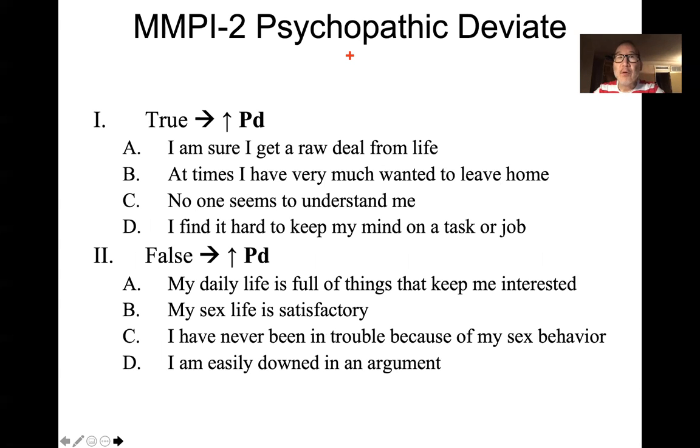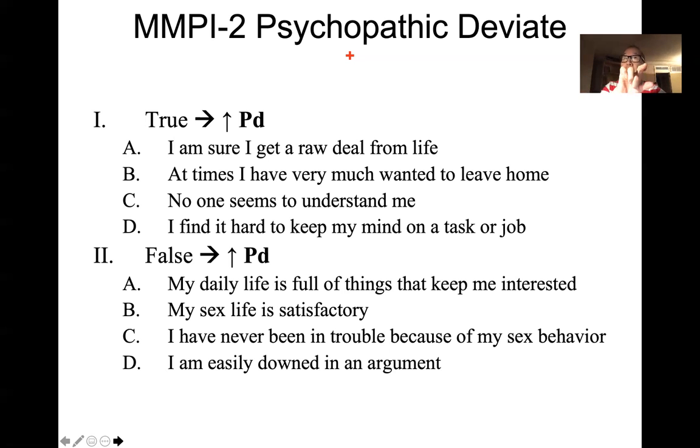Here are items. If you endorse true or false on these items, they increase the elevation on the psychopathic deviant scale. Now, psychopathic deviant doesn't necessarily mean you're Jeffrey Dahmer and you're about to kill and eat people. But it is certainly a measure along that continuum. It doesn't mean you'll be a Jeffrey Dahmer, but whether you may have certain traits similar to or as intense as Jeffrey Dahmer, depending on how high you are on the scale.